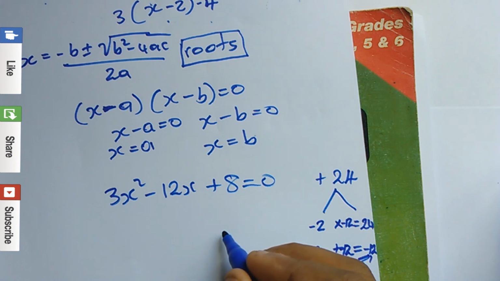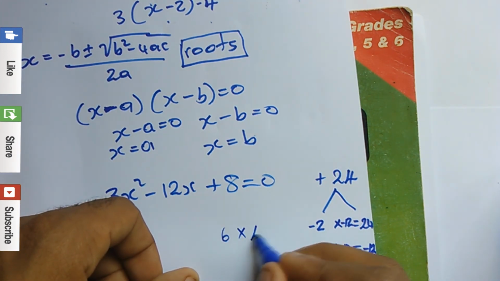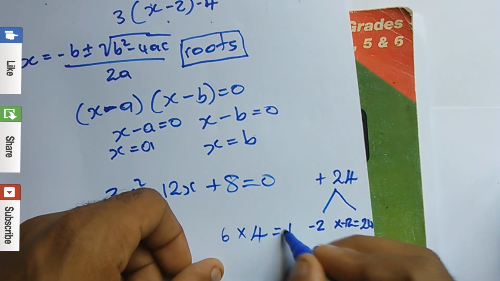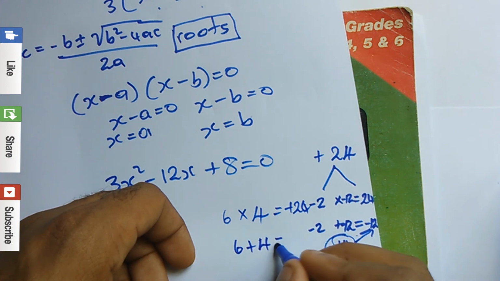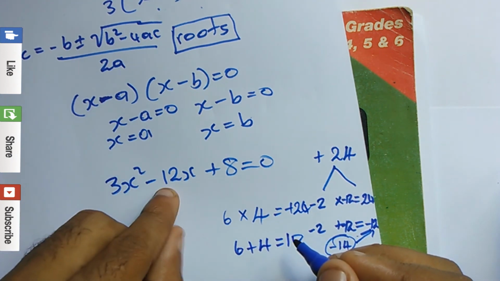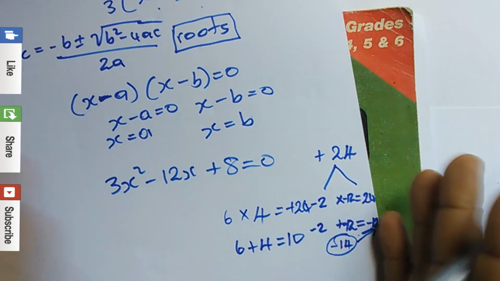We could have also used what? 6 times 4. 6 times 4 is positive 24. When we add them, 6 plus 4, we get 10. We need to get 12. So whether you put negative or positive on them, you're not going to be able to factorize this. So what I'm going to do is use the quadratic formula.